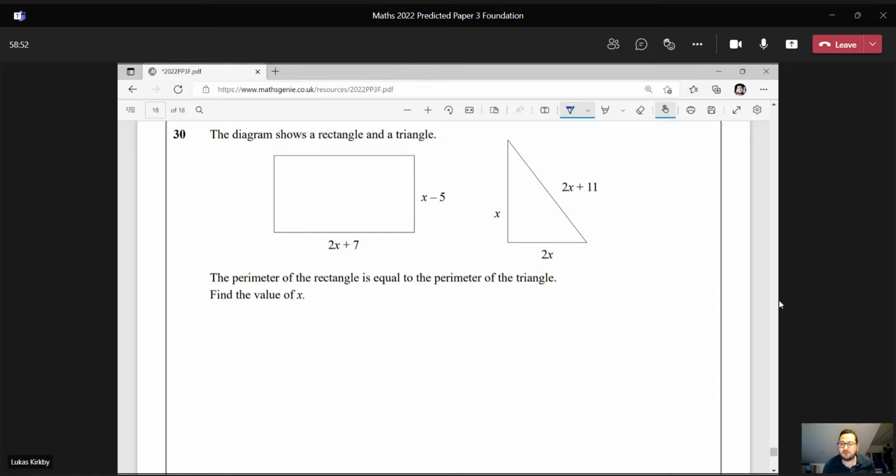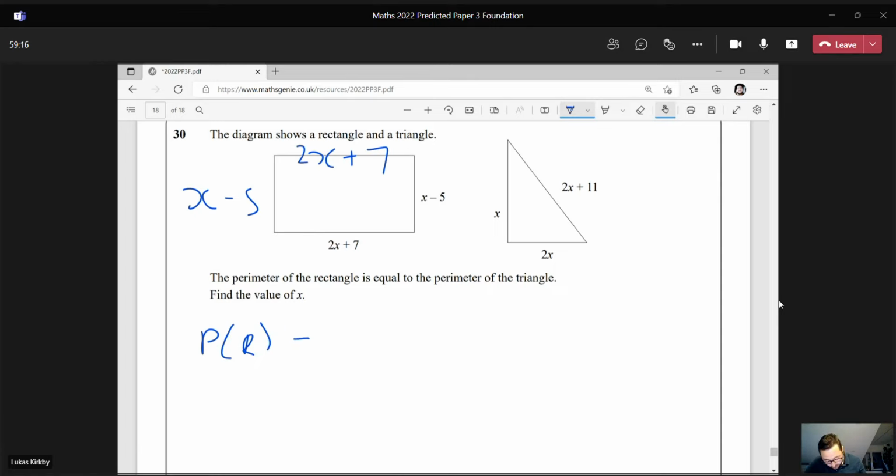Okay, so the diagram shows a rectangle and a triangle. The perimeter of the rectangle is equal to the perimeter of the triangle. Find the value of x. So let's start off then with the perimeter of the rectangle. Now then, if it's a rectangle, the sides are going to match, so that's going to be x minus 5, and that is going to be 2x plus 7.